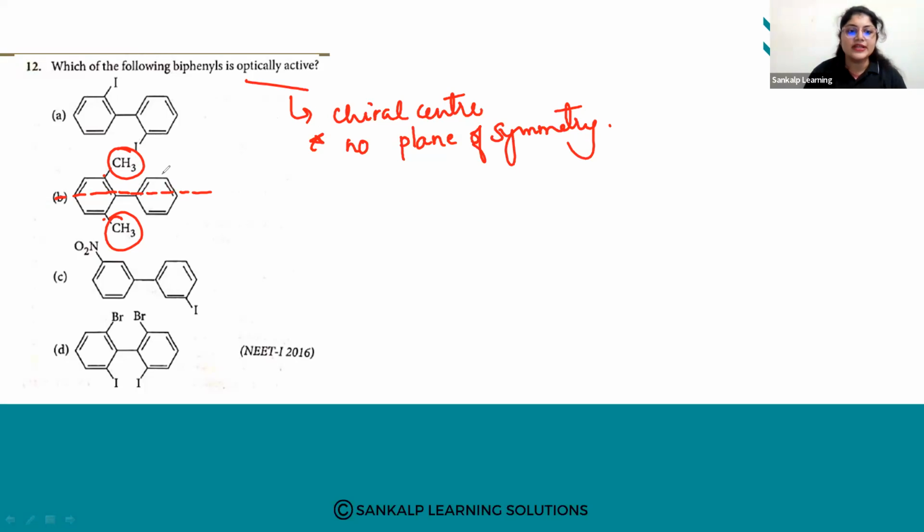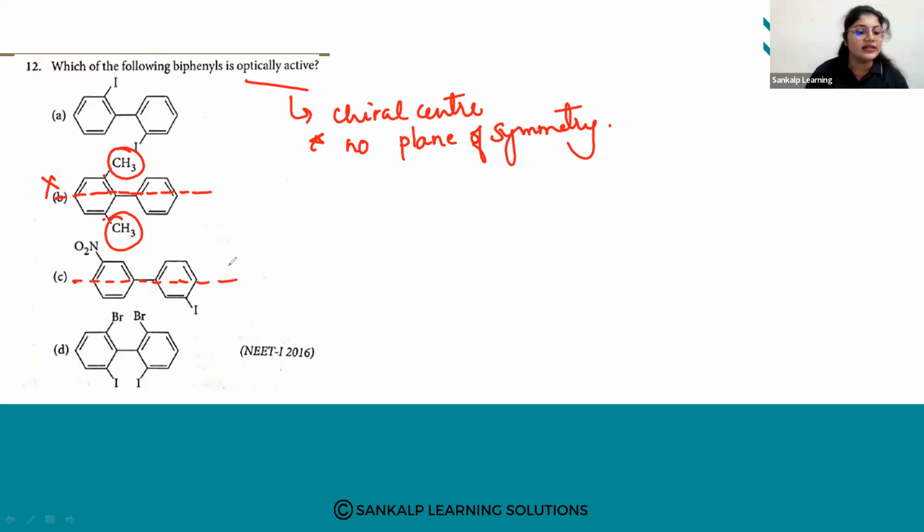Is it a chiral center? No, it is not a chiral center, and it is having a plane of symmetry. So this molecule is not that. Then if we go for option C, if I put a plane of symmetry, there is a plane of symmetry present. This half molecule will be equal to the other half, right? So there is also a plane of symmetry here.